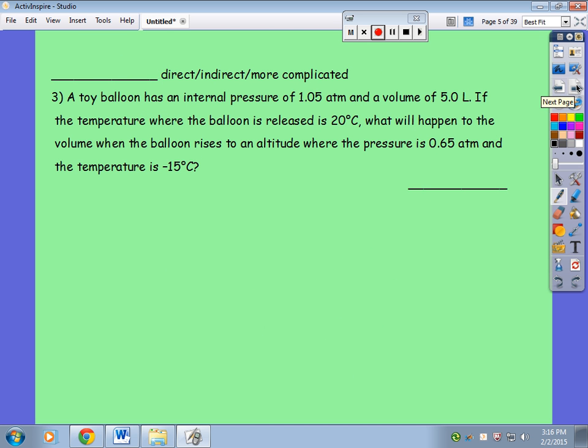Number 3. A toy balloon has an internal pressure of 1.05 atmospheres. So here's my first pressure. It has a volume of 5 liters. Now, if the temperature where the balloon is released is 20 degrees, so that's the first temperature I run into. What will happen to the volume? There's my V2. When the balloon rises to an altitude where my second pressure is this, and my second temperature is this. So, what law is this? Pressure, temperature, volume. Oh, this is my combined gas law.